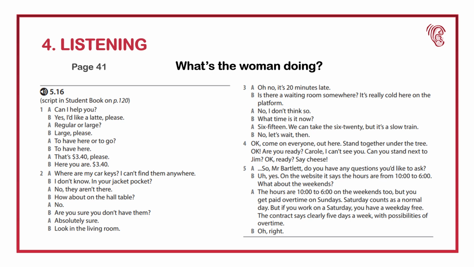Can I help you? Yes, I'd like a latte, please. So you know a latte is a kind of coffee. Regular or large? Large, please. Regular and large are different sizes for a coffee, a cup of coffee. To have here or to go. To have here means I'd like to drink my coffee here in the cafe. But to go means I'd like to take my coffee and go out to drink it. That's $3.40, please. Here you are, $3.40.